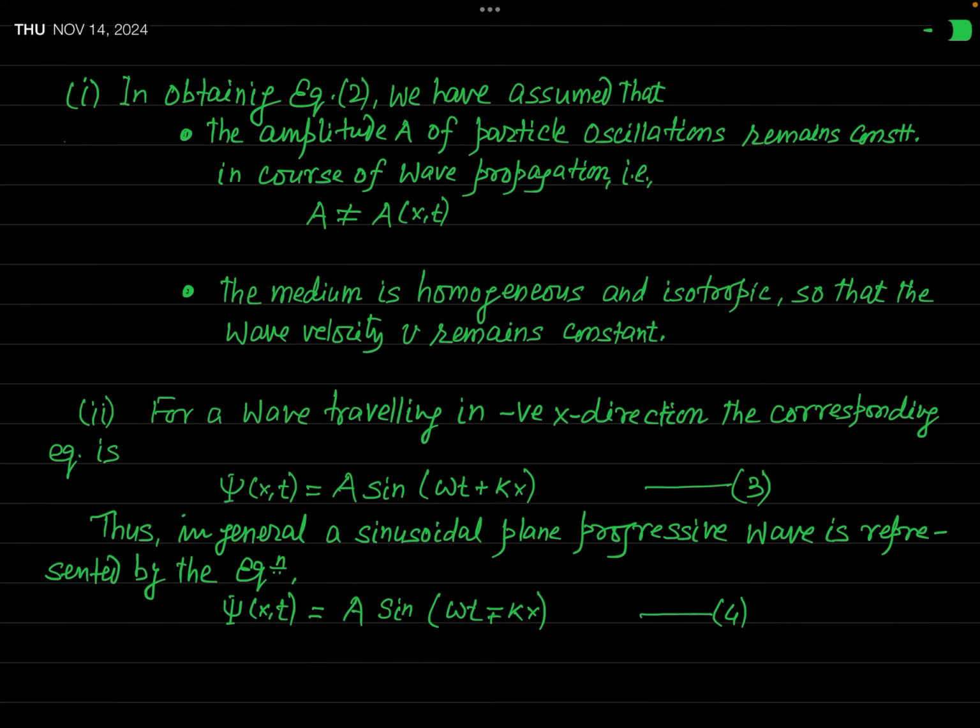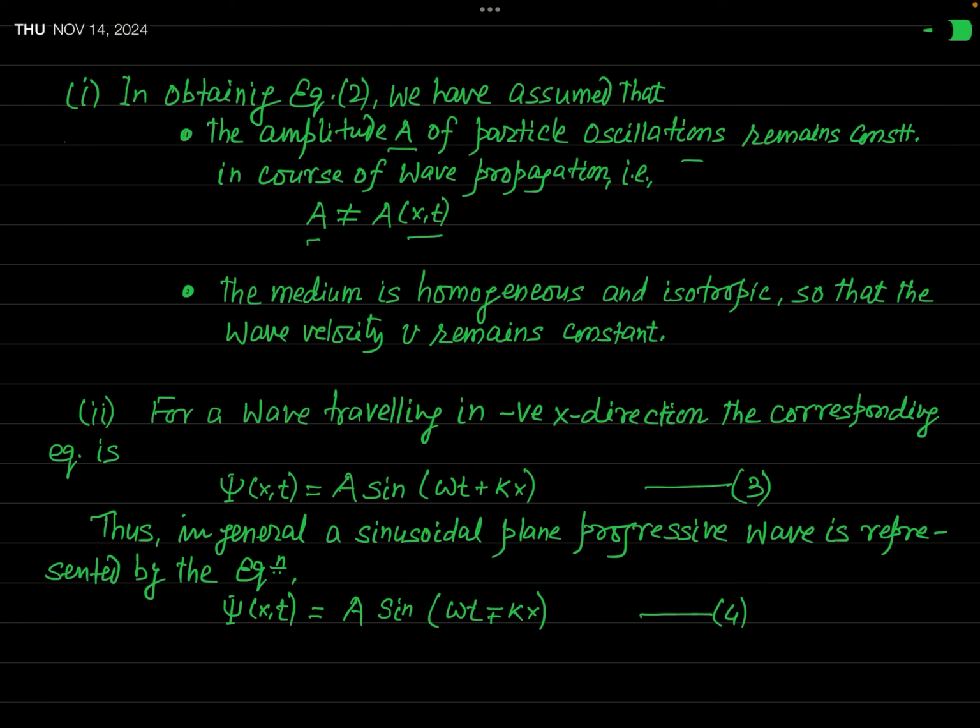First of all, I have told you that the derivation of this equation is based on two assumptions. The first assumption is that the amplitude A of the particle's oscillation does not change with position and time. It means at all positions and at all times, this amplitude remains constant. So A is not a function of space and time, x and t.